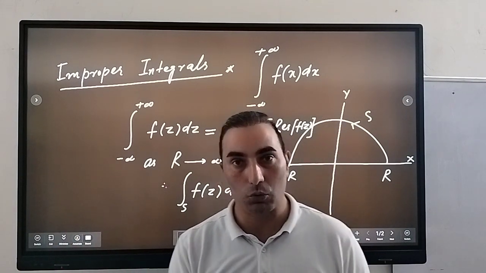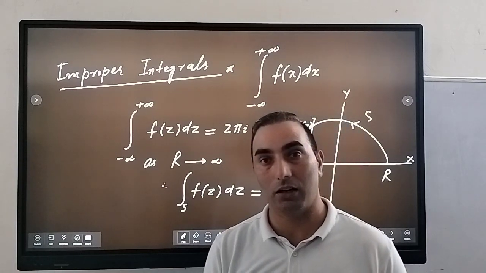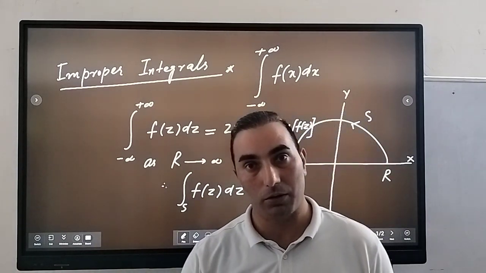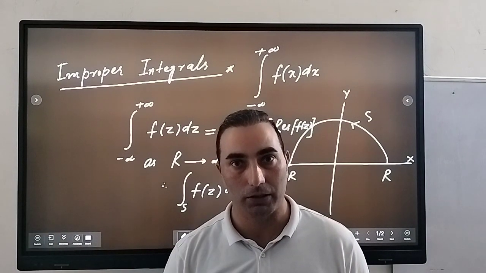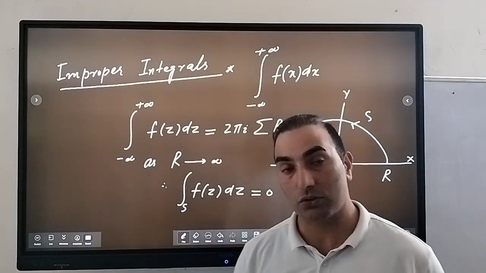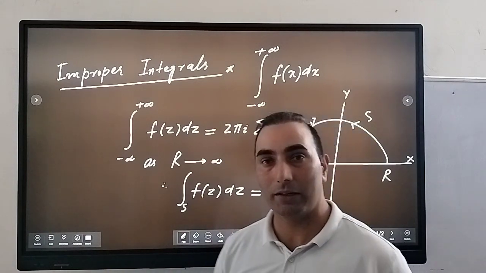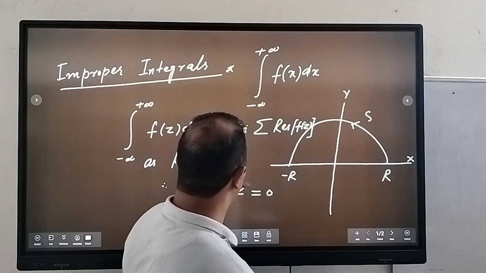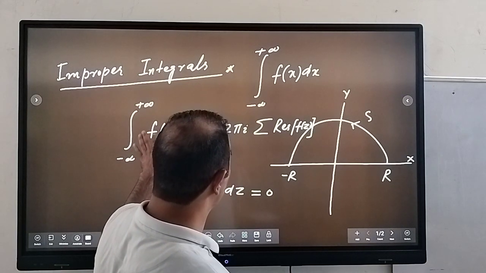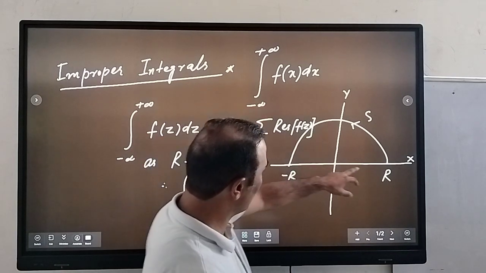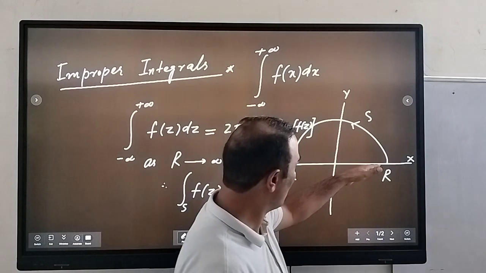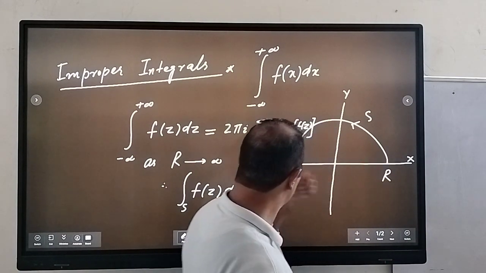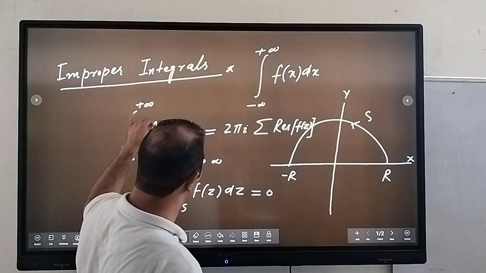But today's topic is about integrals which go to infinity, like integrals from minus infinity to plus infinity of f of x dx. Such integrals are called improper integrals. We can solve this over the semicircle above the real axis, right? Because this integral can be written as minus infinity to plus infinity.